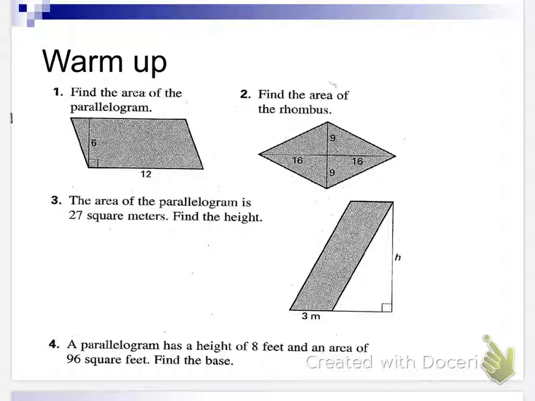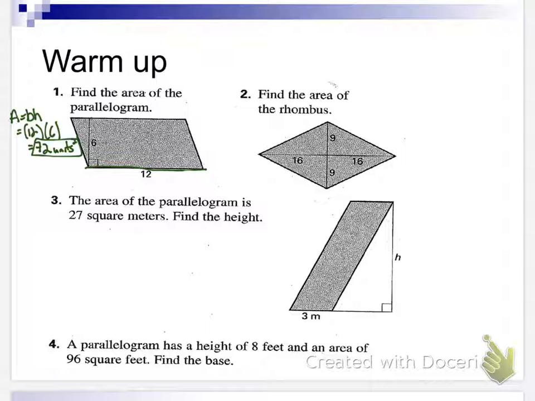So remember, area of a parallelogram is base times height, just like a rectangle. Rectangle is a parallelogram. But our base here is 12 times our height, which is 6. 12 times 6 is 72 units squared.